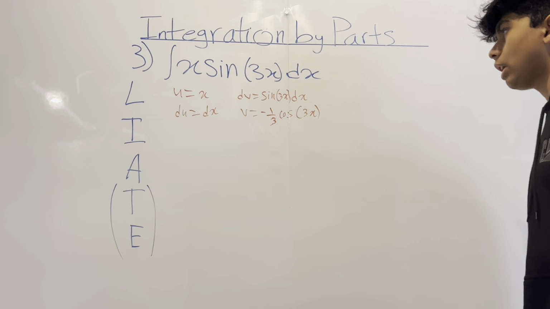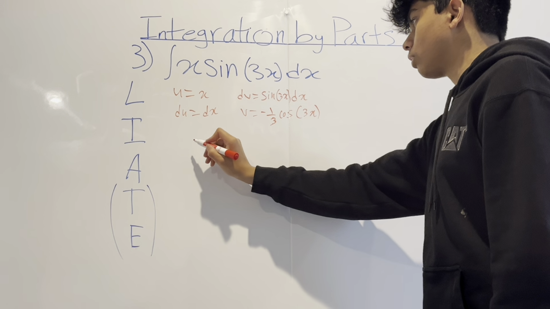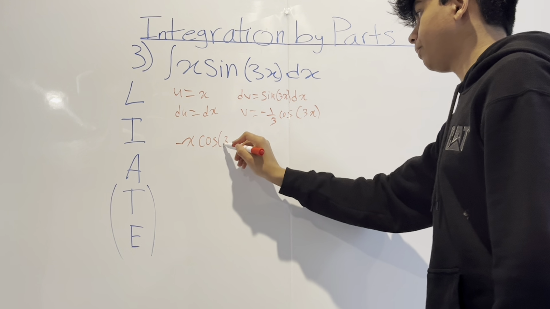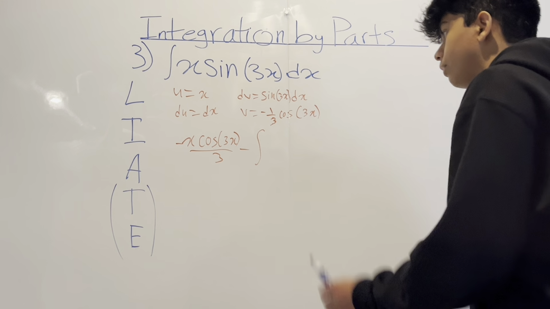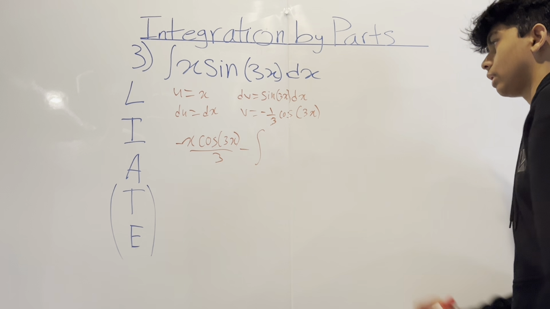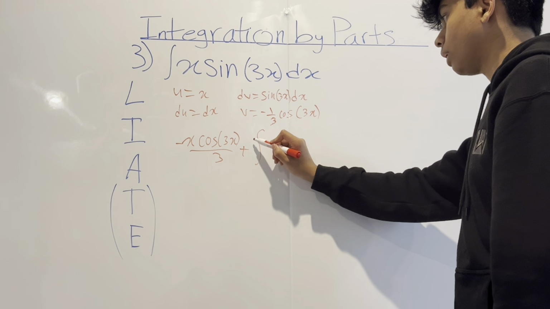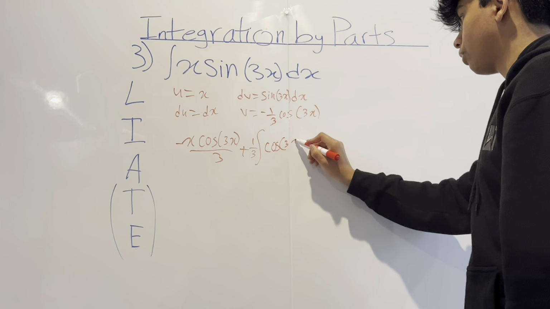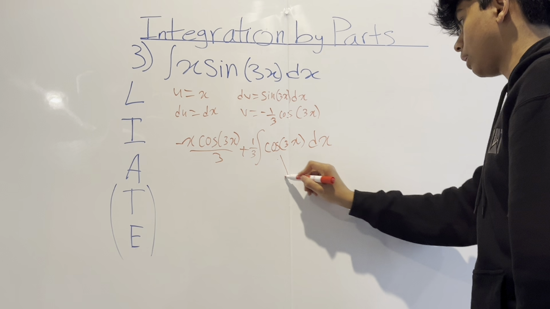Okay, now we're going to use a formula again. So uv is going to equal negative x cosine 3x over 3 minus the integral of v. And since du is equal to dx, we're only going to integrate this right here. So actually, we're going to take out negative 1 over 3 first. So this is going to be a plus 1 over 3. So it's easier to integrate cosine of 3x dx.